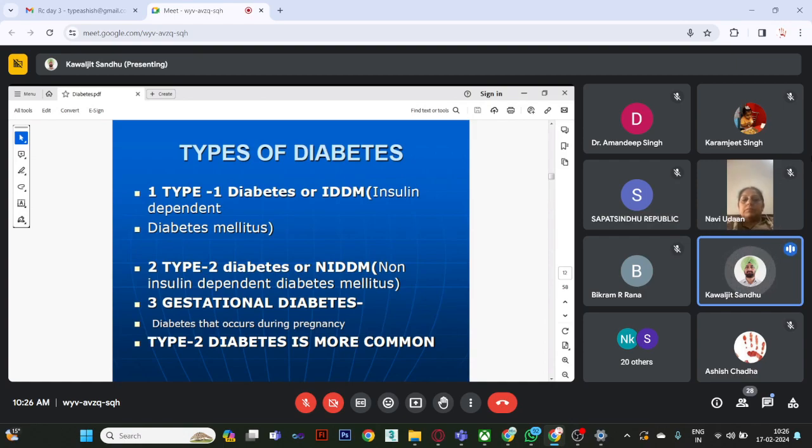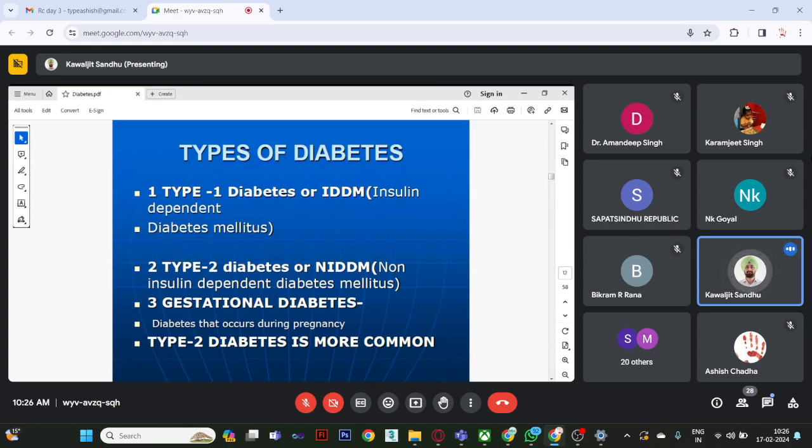Then we have type 2 diabetes. It is non-insulin dependent. That means their body is producing sufficient insulin, but there is some issue with the removal of glucose to muscles. Maybe the sensitivity of receptors on muscles might be impaired. It is just like the key and lock hypothesis. The key is insulin, but this insulin is not able to open the lock of the muscles, so glucose is not able to be removed from the blood, and its concentration remains very high.